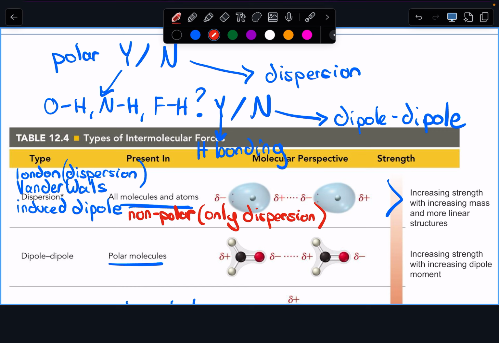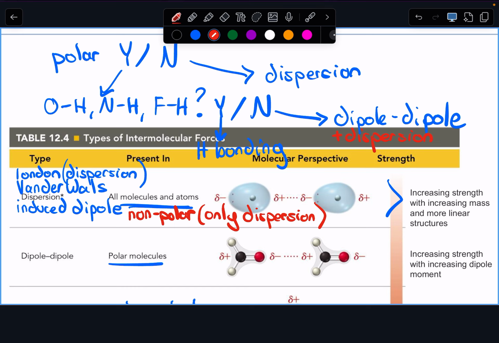Now, keep in mind, things that have dipole-dipole also have dispersion forces. It's just that they're not the strongest one, so we don't usually talk about them a whole lot. If a question says, list all of the intermolecular forces, you better include dispersion. If it says list the strongest intermolecular force that this molecule has, then just list the strongest.